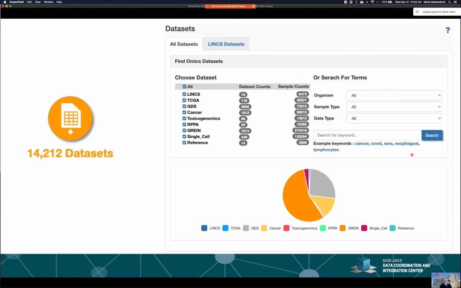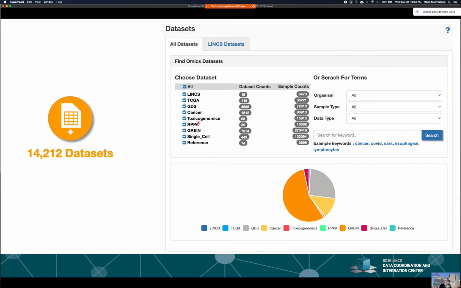And then in terms of data sets, we have these LINCS data sets that are not that many, actually 15, but some of them are really big. We have the full collection of TCGA. We have this GDS collection, which actually has all 3,600 GEO data sets that are curated GEO data sets.